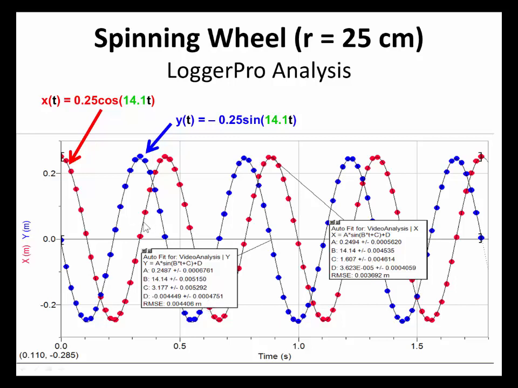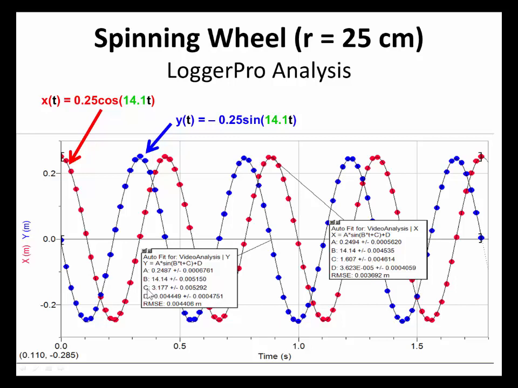I apologize for the color change on the previous slide. A couple slides back, I was using red and blue for the opposite sign functions, but Logger Pro does what Logger Pro does. I ran a regression fit, and it fits very nicely to sine and cosine curves. And you'll notice there's an A, B, C, D. A is your amplitude, B is your angular frequency, C is your phase shift.